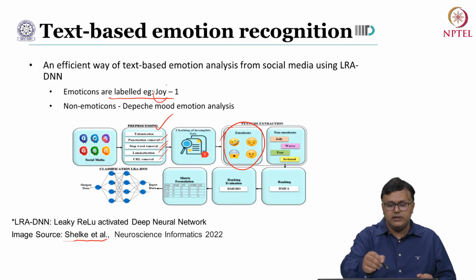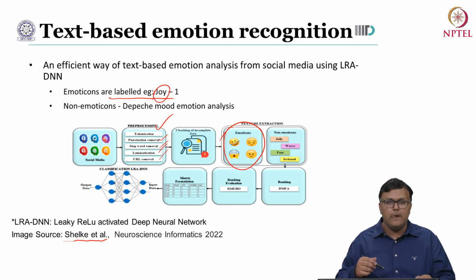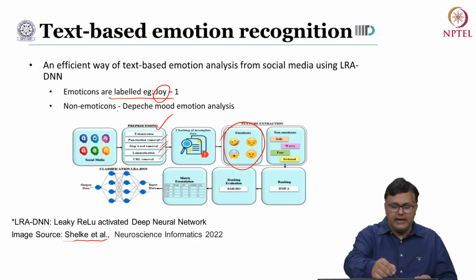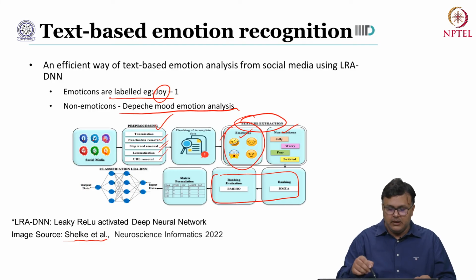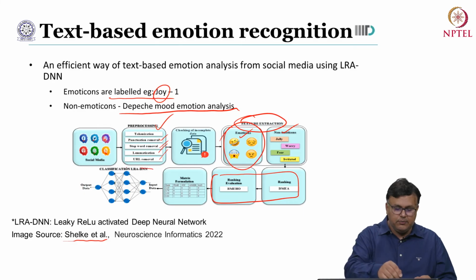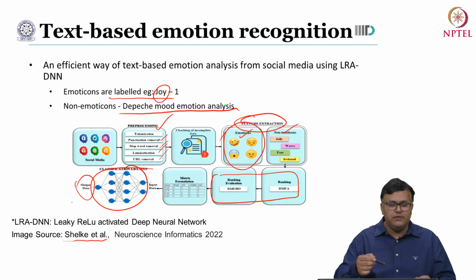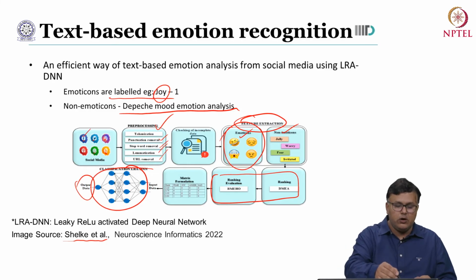For example, they say, well, you see the joy emoticon, let's say the representation for that is a 1. And for the text, they are actually using another mood analysis system. It's called the DPEC mood and emotion analysis. So they combine it, extract features from the emoticons, from the text, and then they are doing a machine learning based ranking. They rank the presence of the emoticons along with the text and then input that into a deep neural network to predict what is the emotion which is perceived from, let's say, a post on Facebook or on Twitter and so forth.